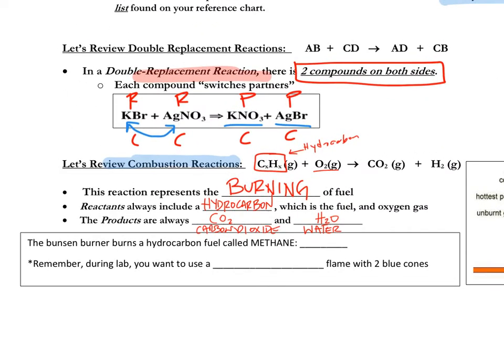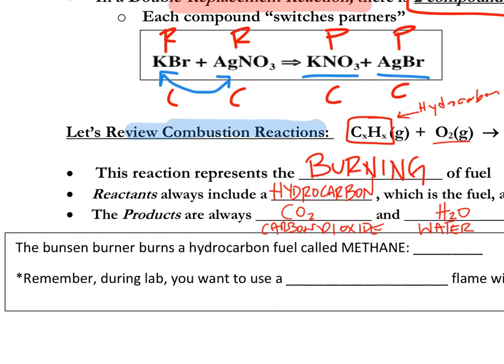Okay, the Bunsen burner that we use in our room burns a hydrocarbon as my fuel, and that fuel is methane. And you remember that methane is CH4.